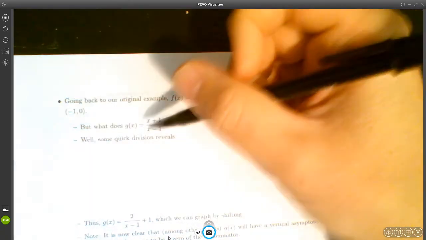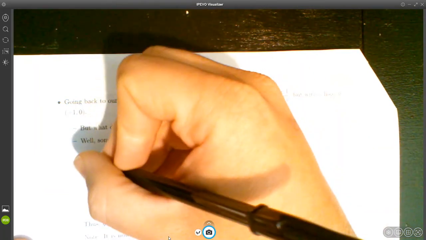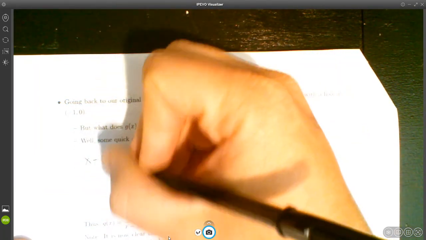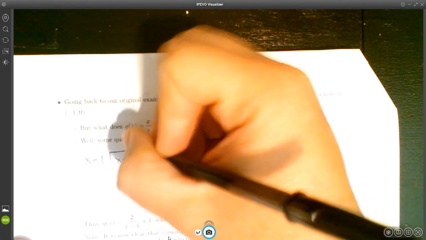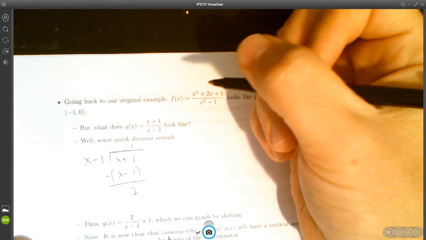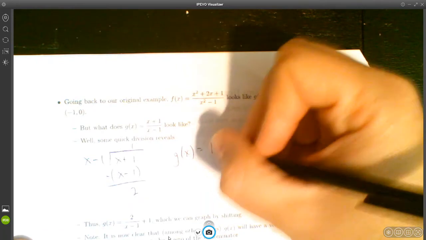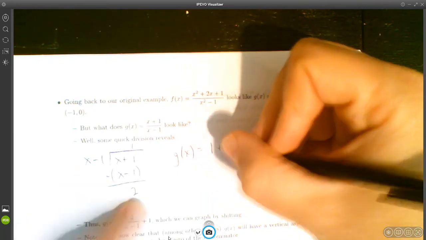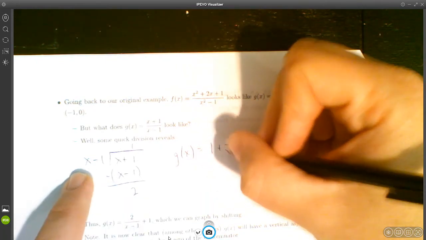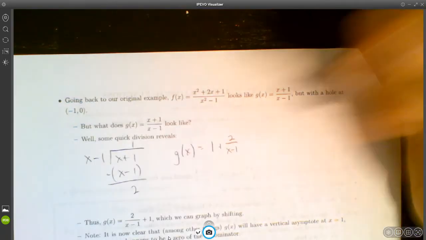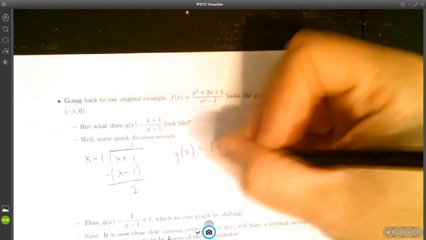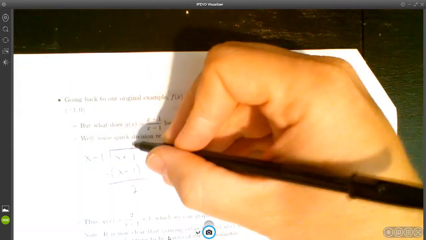Well, if we do some division, we could even do some synthetic division, but I'm just going to do the long division. x minus 1 into x plus 1 is going to go in once with 2 left over. So really g of x is 1 plus 2 over x minus 1, because it has a remainder of 2. The divisor is x minus 1. So g of x is 1 plus 2 over x minus 1.